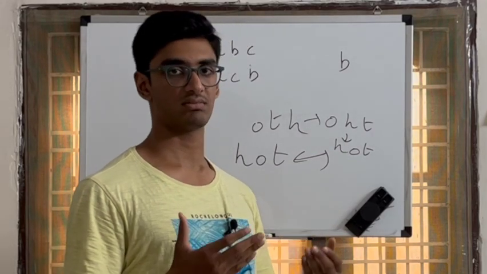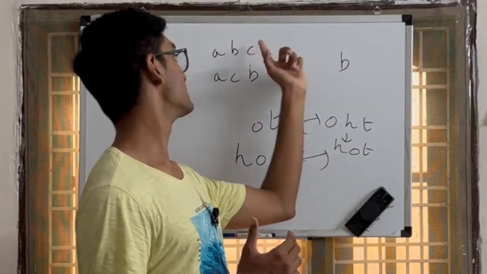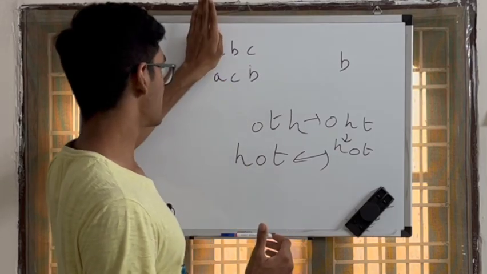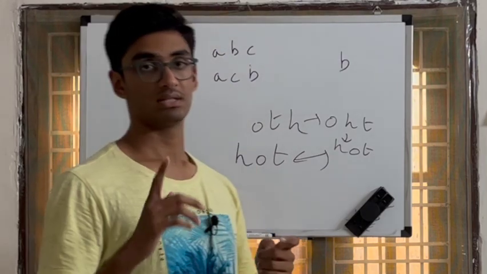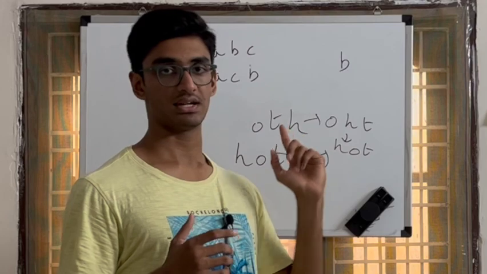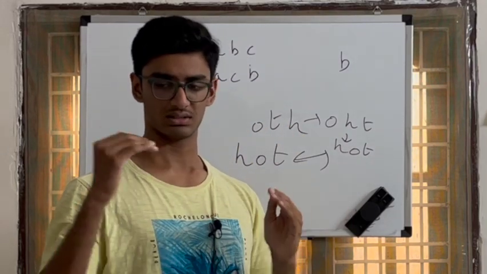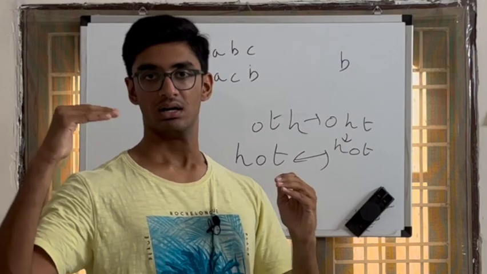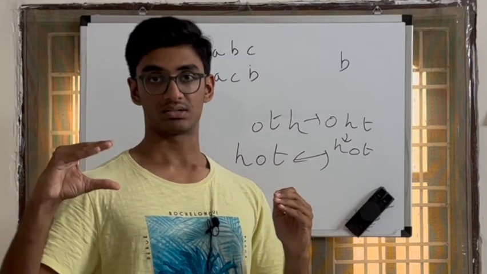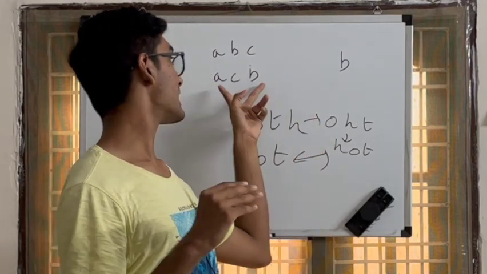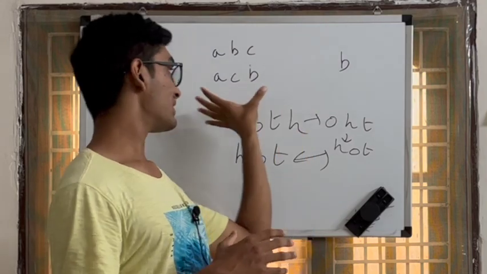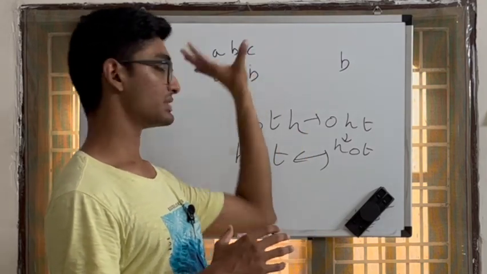If A is present more than once in this word, it's fine. But if A is not present at all, if it's just B and C, then we can't convert this to this because it has A. So it should have at least the minimum number of elements that this word has. Basically, all the letters in this word should be present in this word.